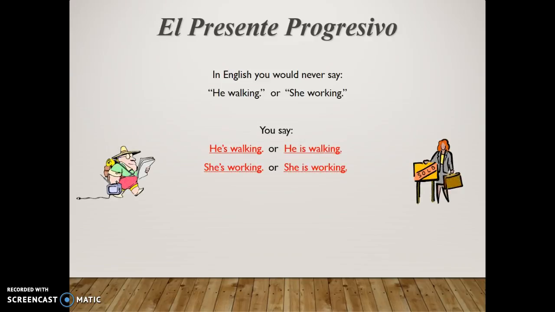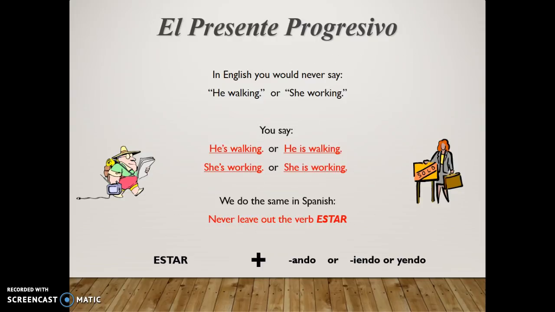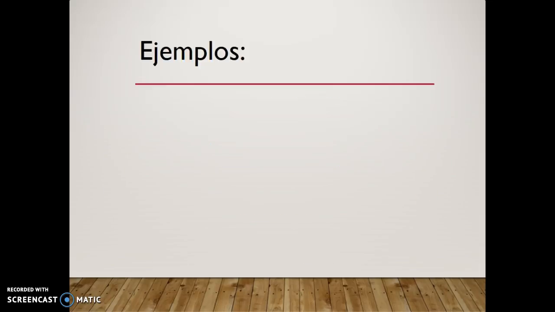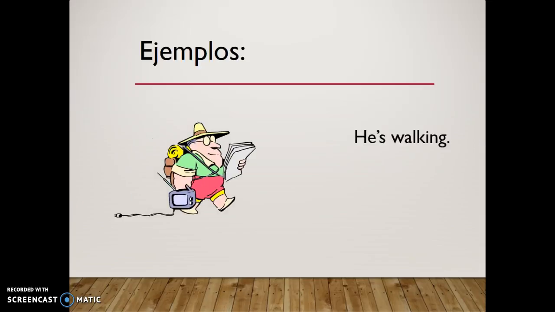So in English, guys, you would never say he walking or she working. You say he's walking or he is walking. She's working or she is working. So how would we do that in Español? Again, it's the same, just as in English. You never leave out the verb estar. So use estar plus ando, iendo, or yendo. So let's look at it. How would we conjugate he's walking? Well, we need he is: estoy, estás, está, estamos, or están?